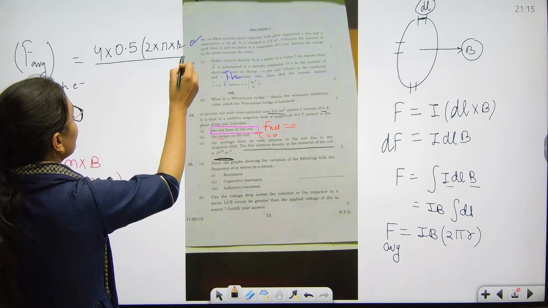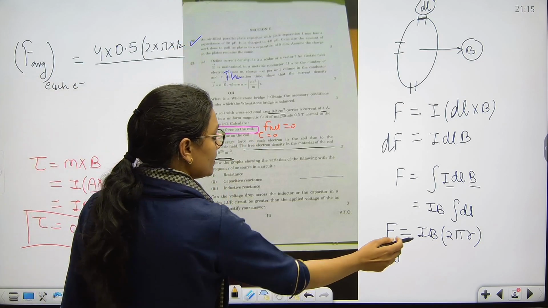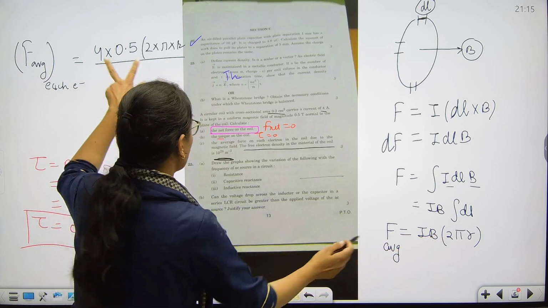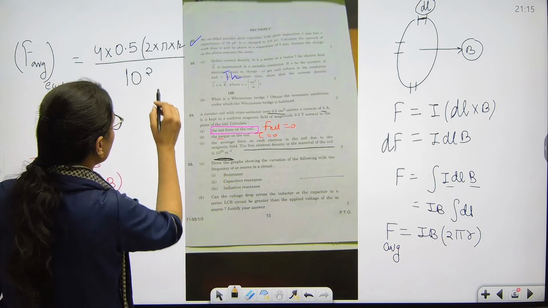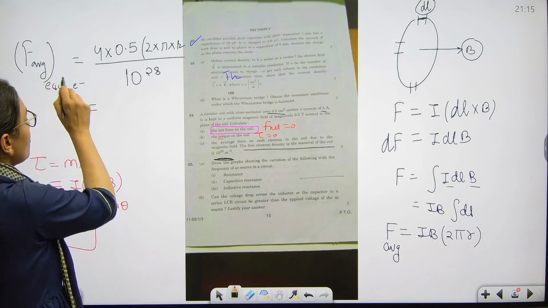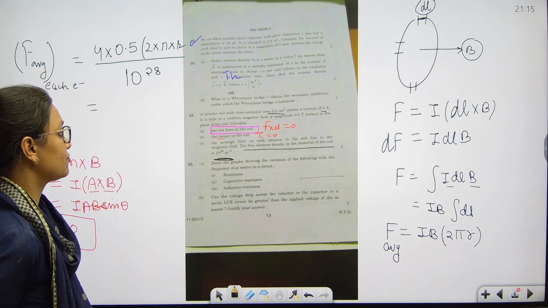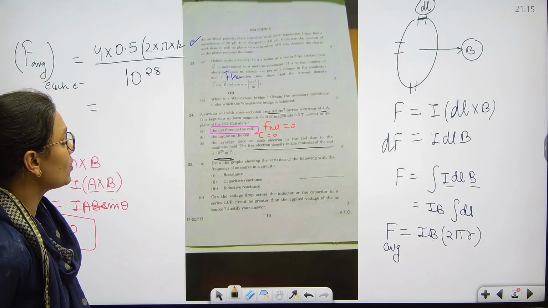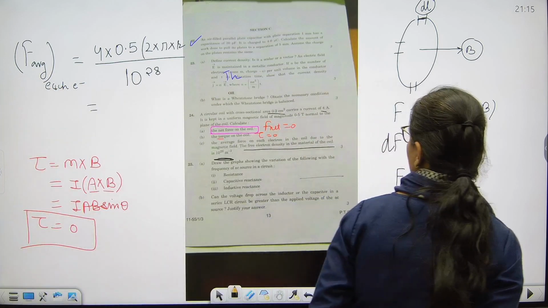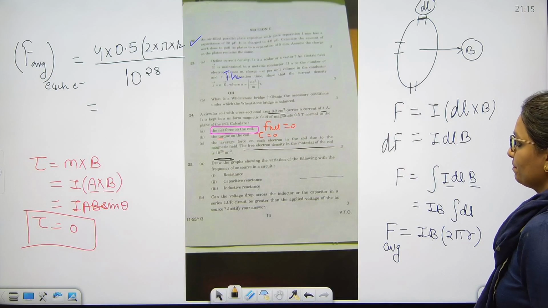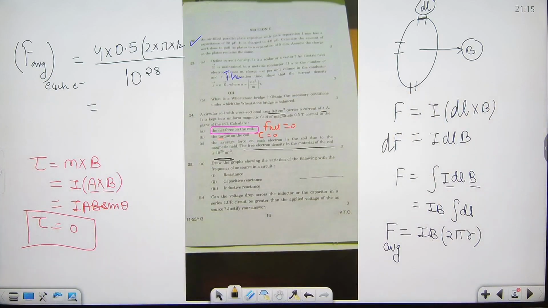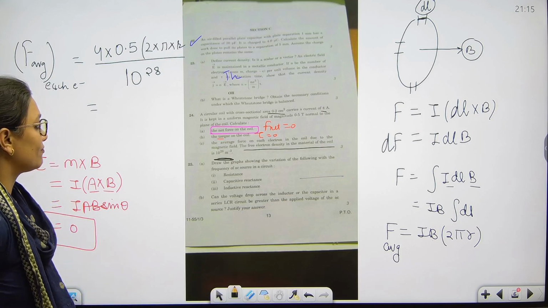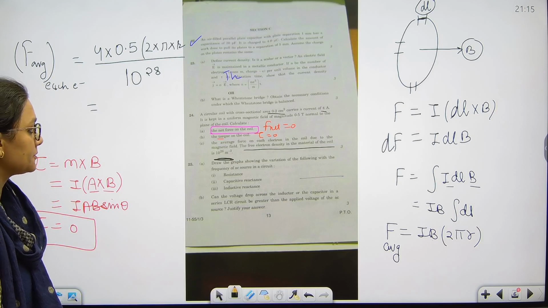After that, you have to divide the total force we have written with this number, 10 to the power 28. This will give you the average force on each and every electron. So this was a little bit tricky question if you go with the simple approach, but you can try it.